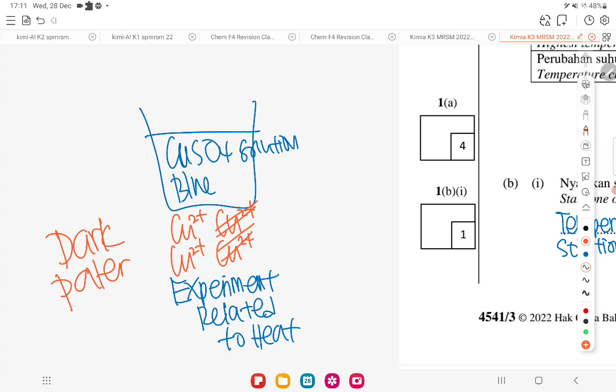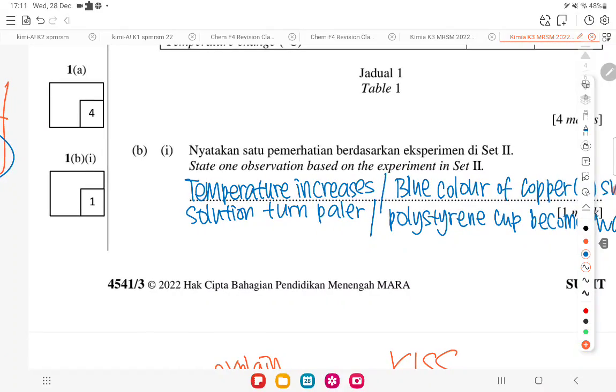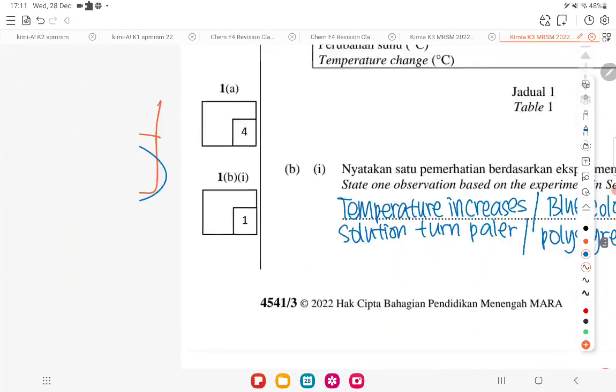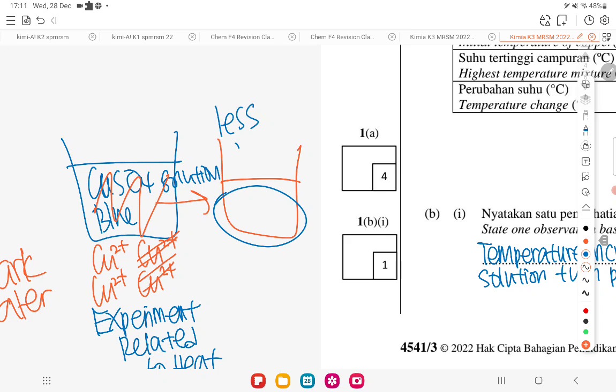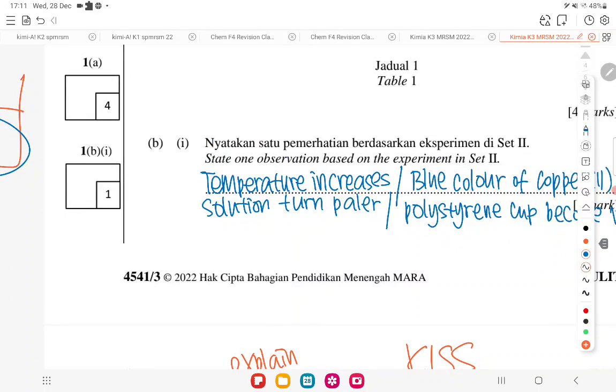So why does the blue color go from a dark blue to a light blue? Because the Cu2+ becomes lesser and lesser. If you have many Cu2+, the blue color is dark. If you have very little Cu2+, the blue color is pale. So why does the blue color become paler? Because we have less Cu2+ already. But if you write "less Cu2+" in your answer, you get 0, no marks. You cannot write the word less. You must use a proper word.